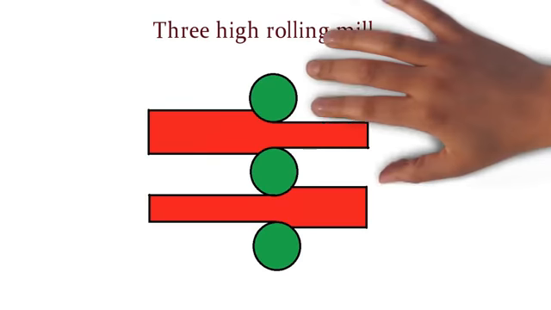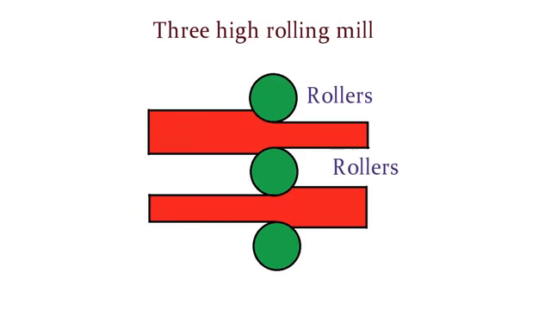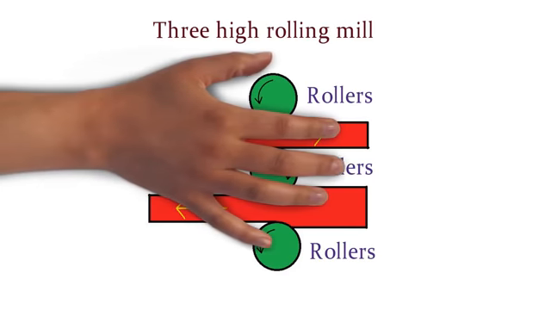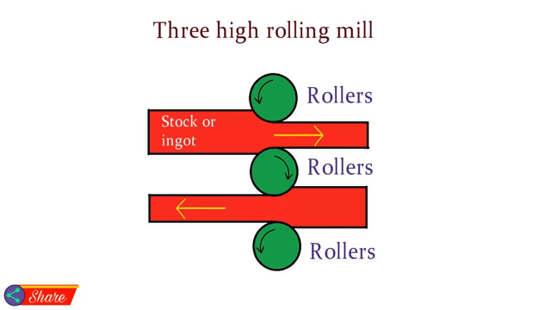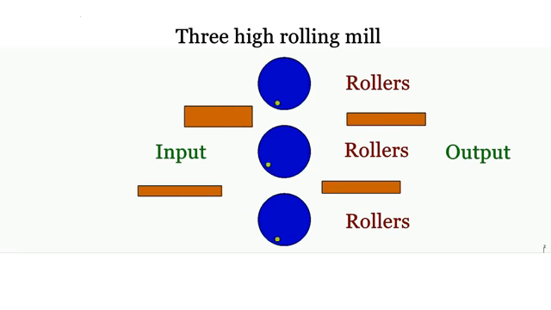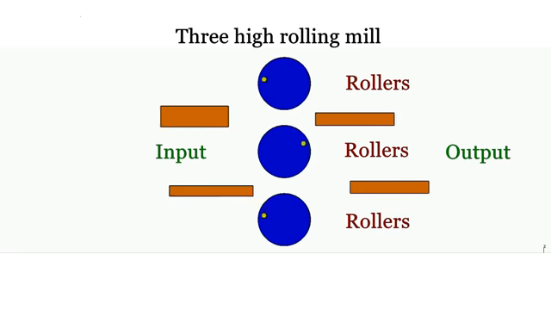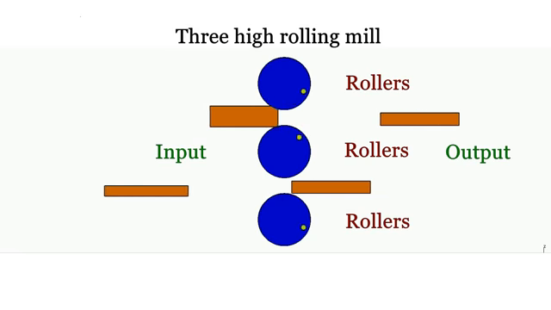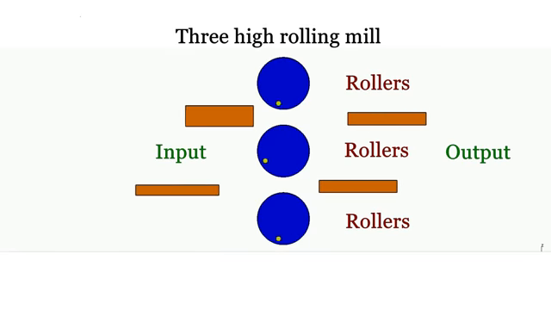Next type of rolling mill is 3 high rolling mill. In this type of rolling mills, 3 rollers are used one over the other in a vertical line. We can pass the ingot between first 2 rollers and then last 2 rollers. Please remember, direction of rotation of first and last roller is always same in this type of rolling mill. This type of arrangement has higher rate of production than the 2 high rolling mill because we can pass 2 metal stocks at a time.